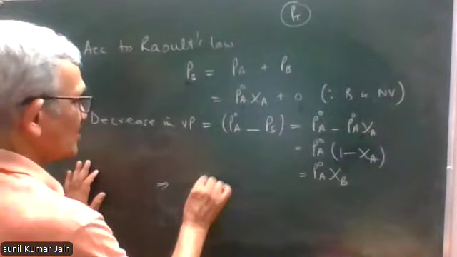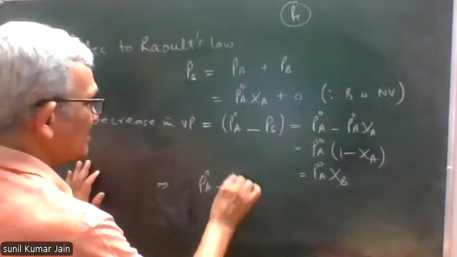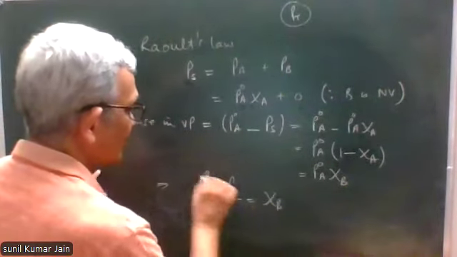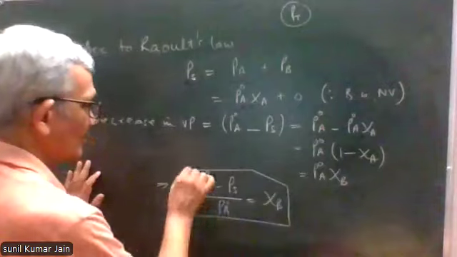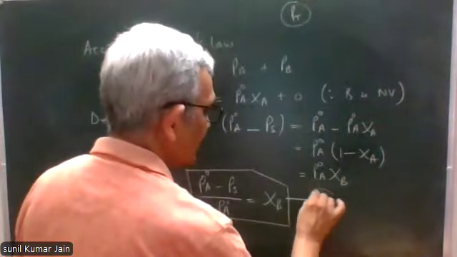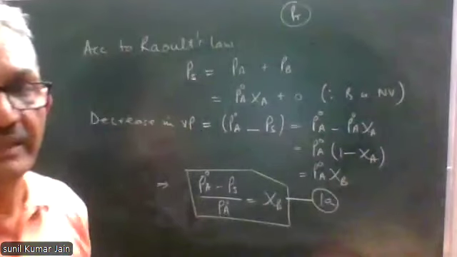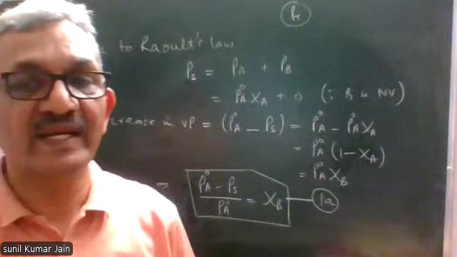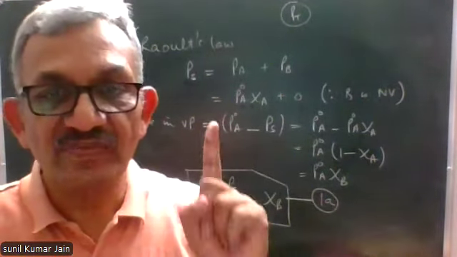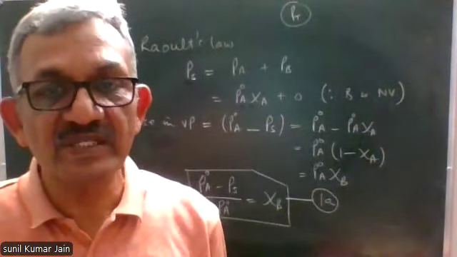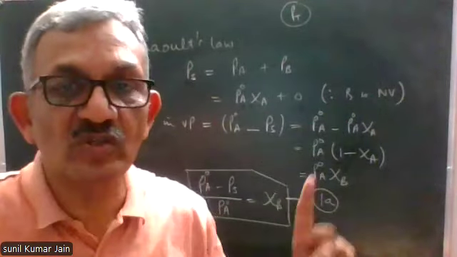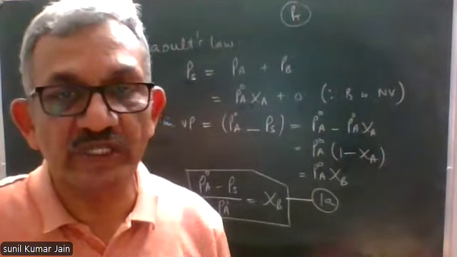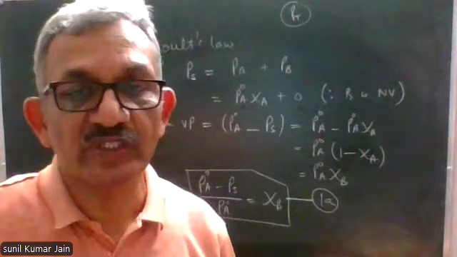This I can rearrange. This becomes P naught A minus PS divided by P naught A is equal to mole fraction of solute. Label this equation as equation 1A. Now, why did I label it 1A? 1 means first colligative property. A means first equation of this colligative property. You'll be writing 4 equations for first colligative property, and this is first equation out of those 4.